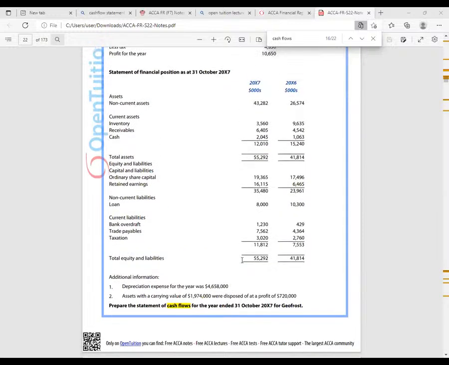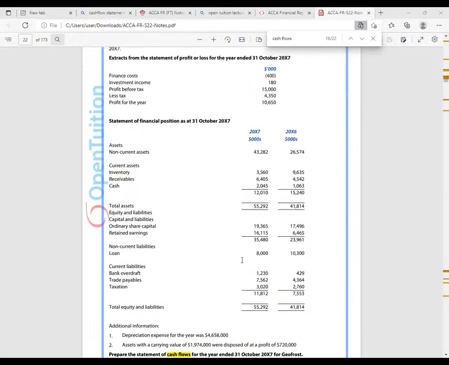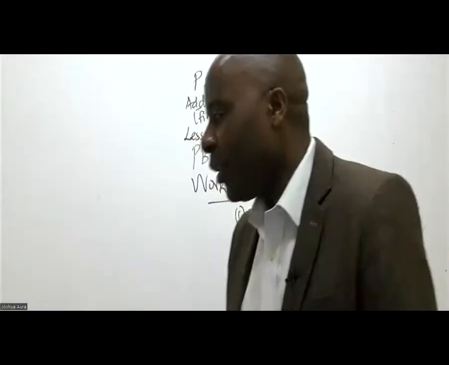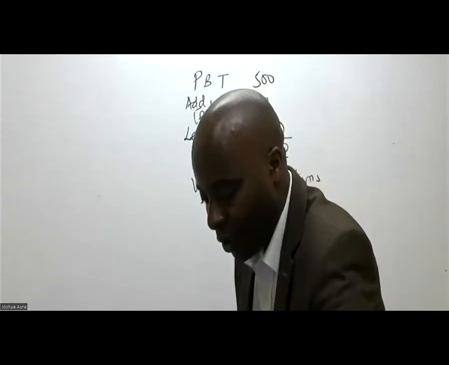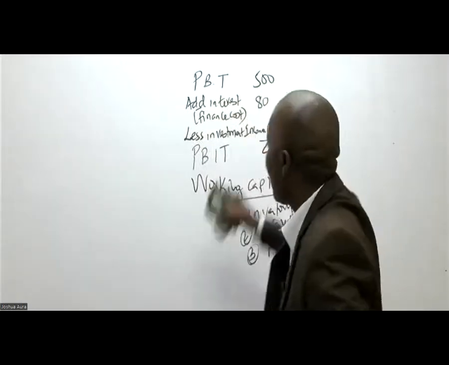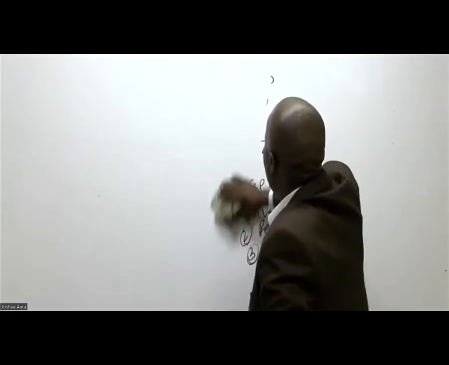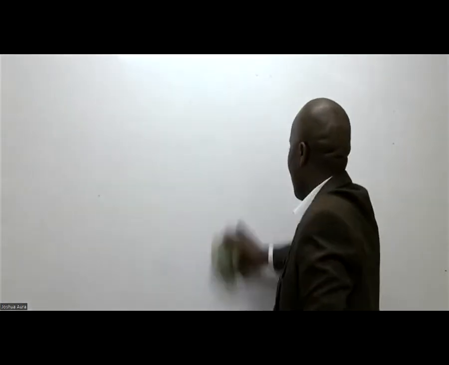Indirect method. I may not remember many things, but I always remember that when I'm writing down my operating activities, I must start with profit before tax. I may forget about everything else, but I have to start with my operating activities. So we have operating activities.